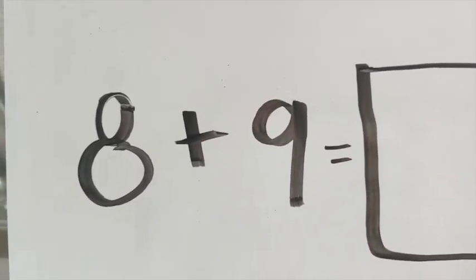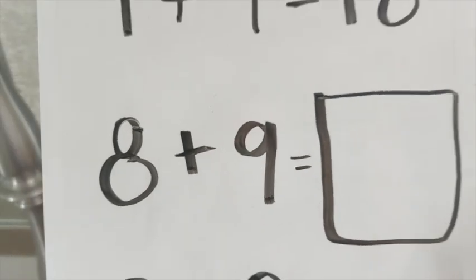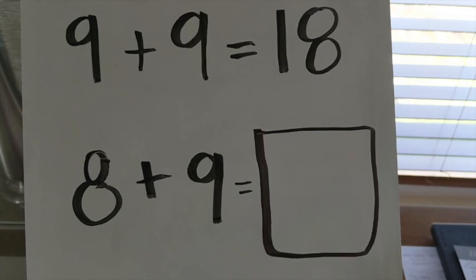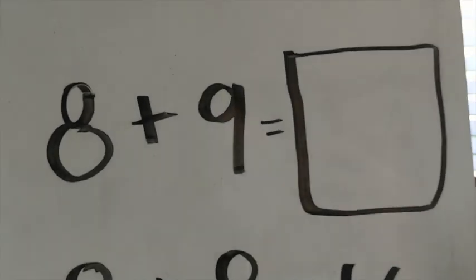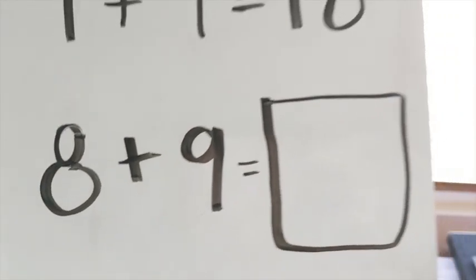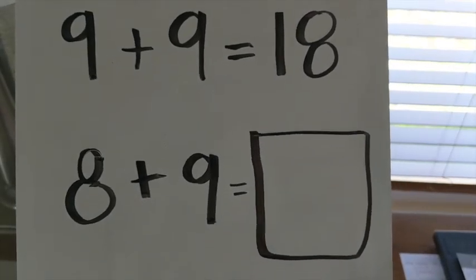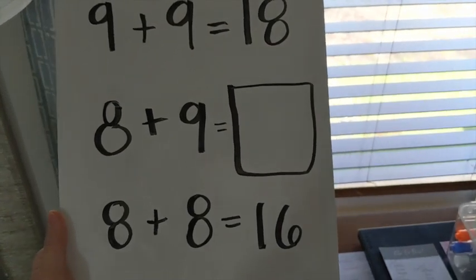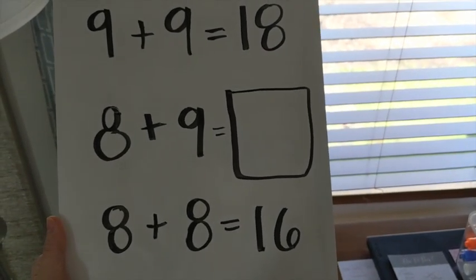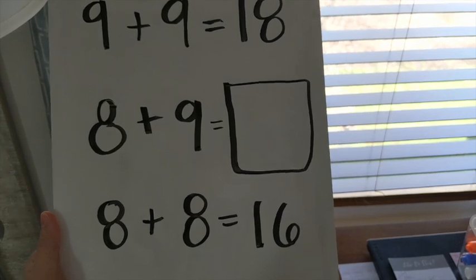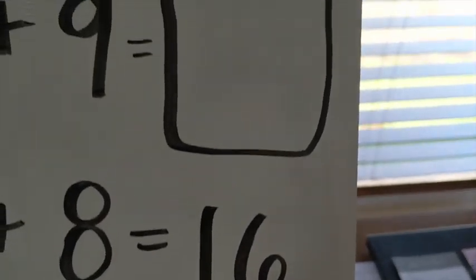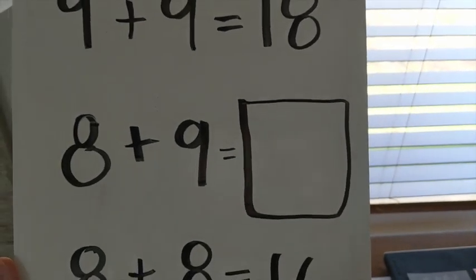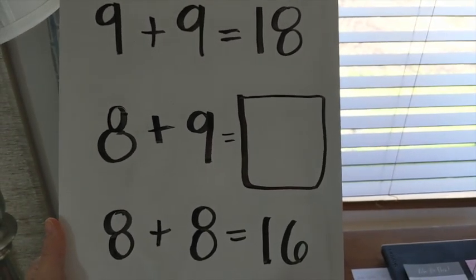But they see that we have an 8 here, which is just one less than 9. So if 9 plus 9 is 18, and this is not 9 plus 9, this is 8 plus 9, it must be one less than 18, which is 17. So either way you see it, 9 plus 9 is 18 or 8 plus 8 is 16, you should see that 8 plus 9 is just one more than 16 and one less than 18. And you see how I didn't do any work, I just did that in my head.